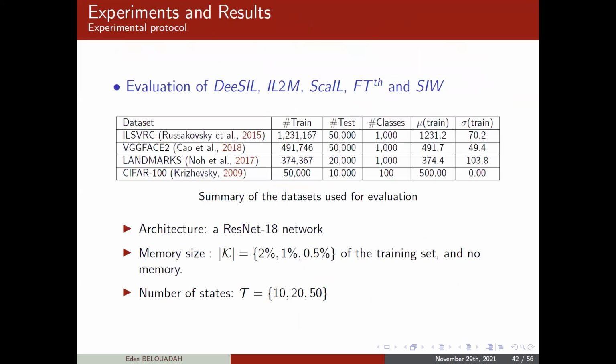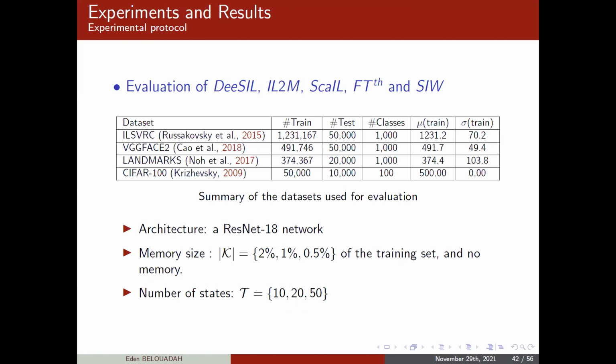We evaluated DeeSIL, IL2M, SCALE, FTTH and SIW on 4 datasets, where the first 3 datasets contain 1000 classes and the last dataset contains 100 classes. So ILSVRC, VGGFace2 and CIFAR are designed for object detection. VGGFace2 is for face recognition. Landmarks is for tourist landmark recognition.